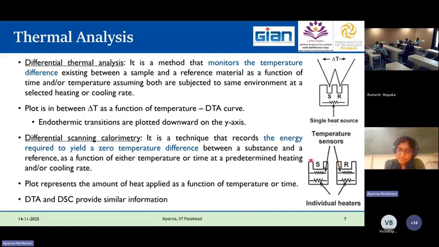So towards the end, these two provide us the same information, what is happening within the material when it is exposed to different temperatures. The plot in DSC is the heat applied or heat given to the system as a function of temperature. Temperature is on your x-axis.